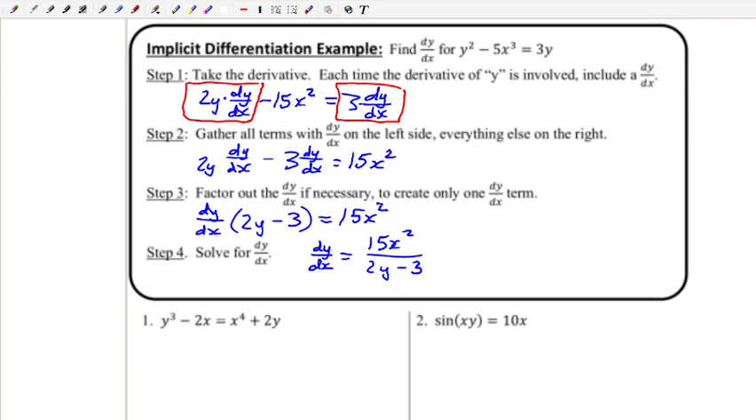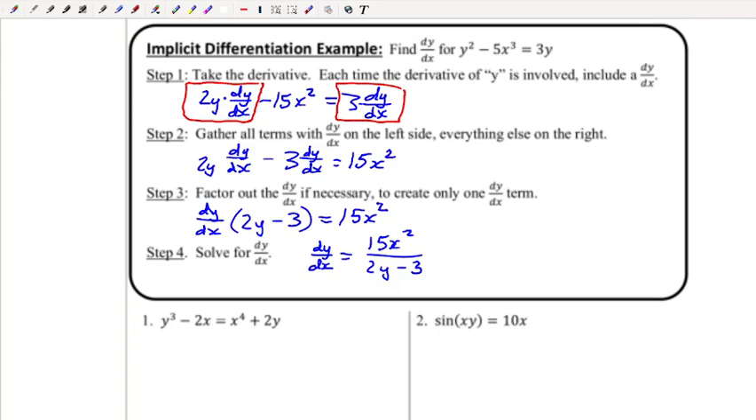So take a minute to review those steps before you continue with the video. Think through again, step 1, 2, 3, 4, what do we actually do? And then pause your video and try example number 1 down below. Pause your video, try all the steps, and then come back and see how you did.